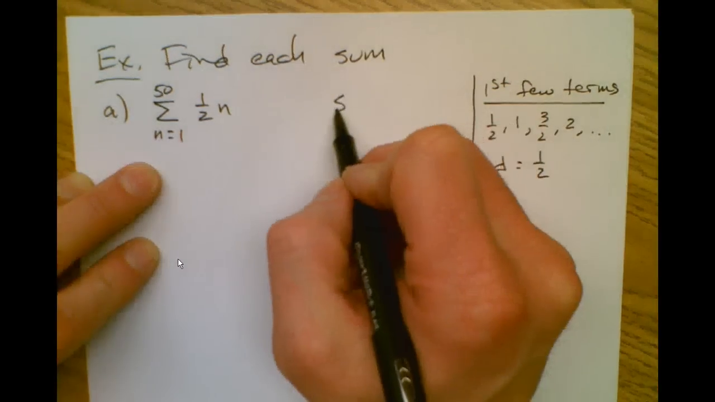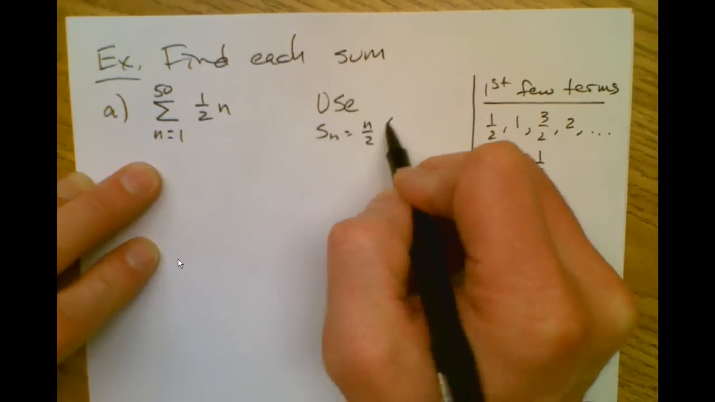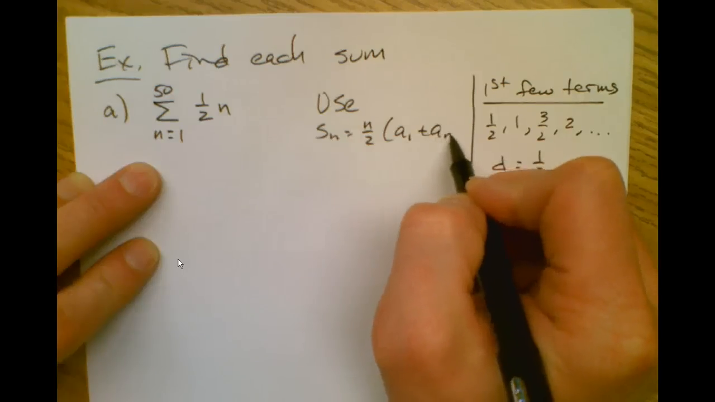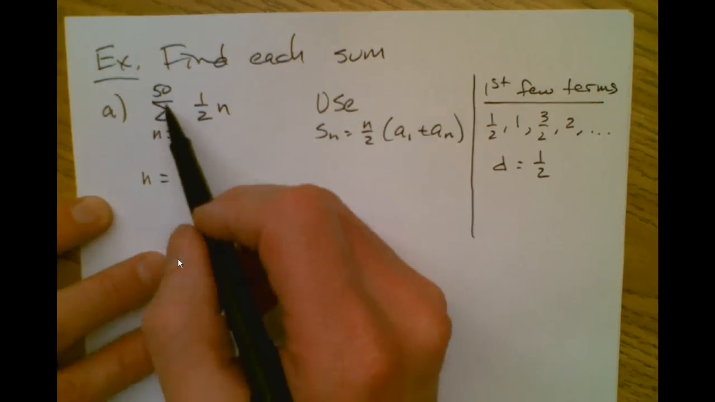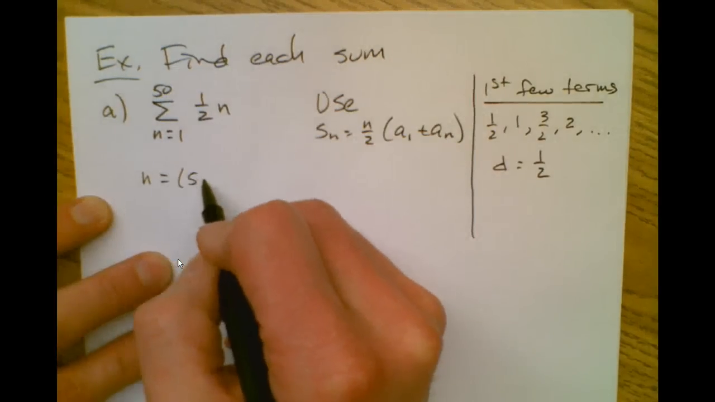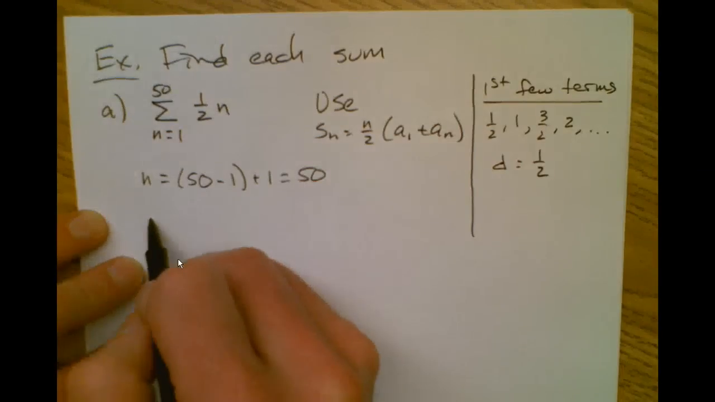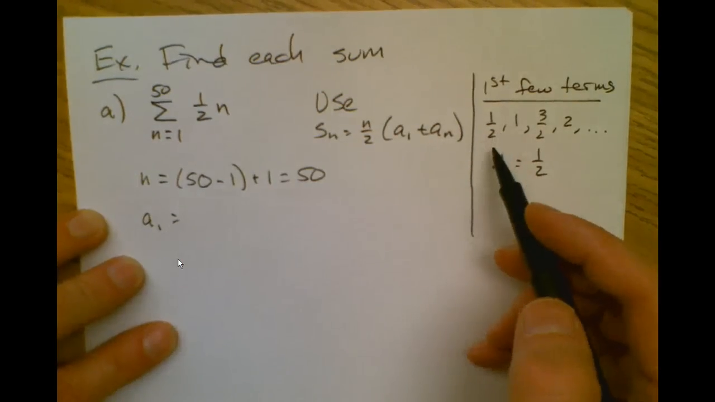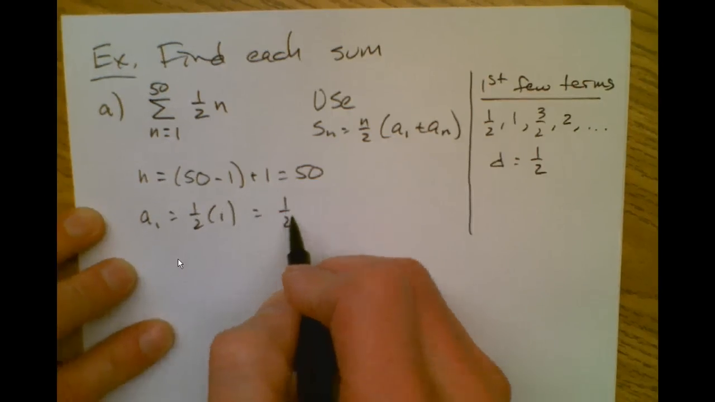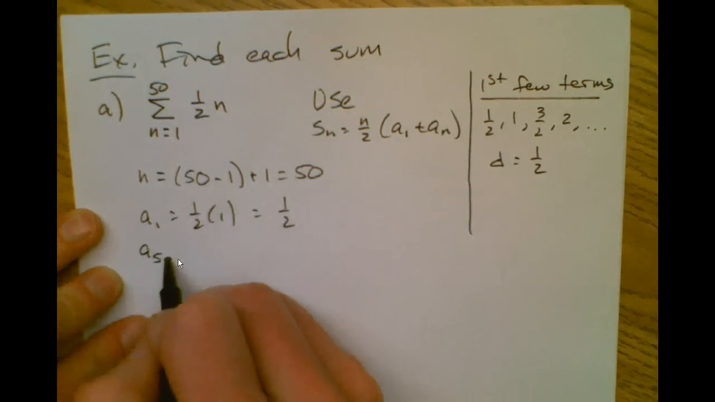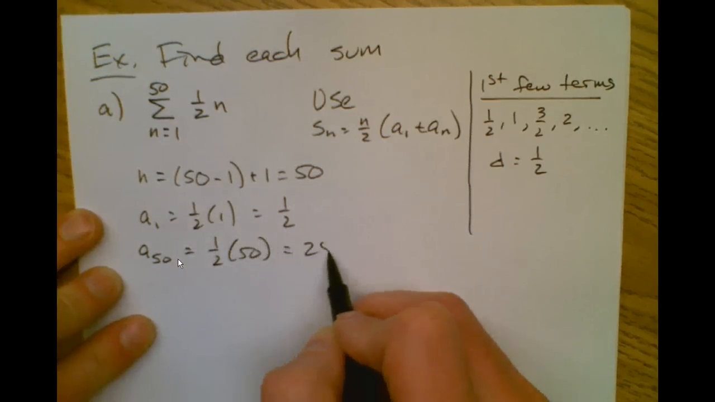So I'm going to use S sub n is equal to n over 2 times a sub 1 plus a sub n. Right? And I know that my n starts at 1, so I know there's going to be 50 terms, but just for the sake of consistency, I'm going to do 50 minus 1 plus 1, so that's 50. I know my first term, we figured that out over here, or you just substitute in 1, so it's a half times 1, so that's a half. And I need my 50th term, a sub 50, so it's a half times 50, or 25.